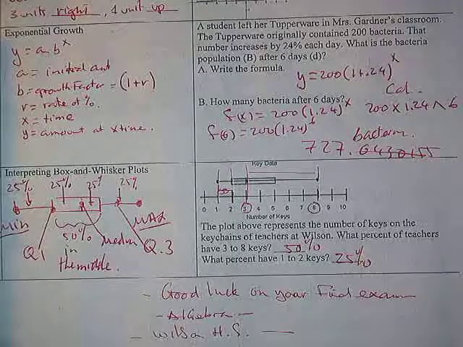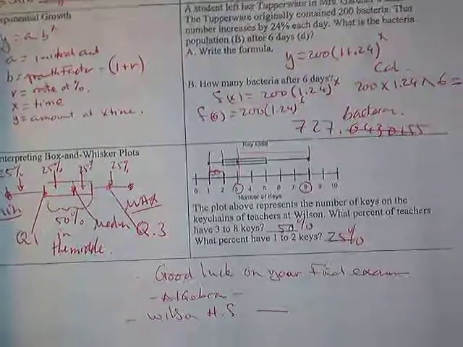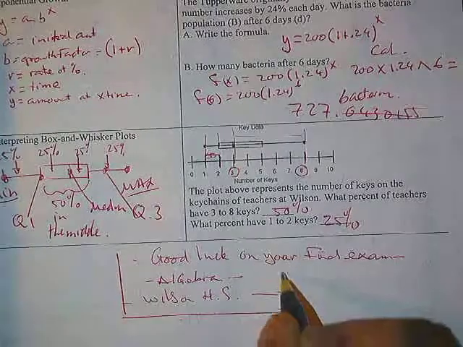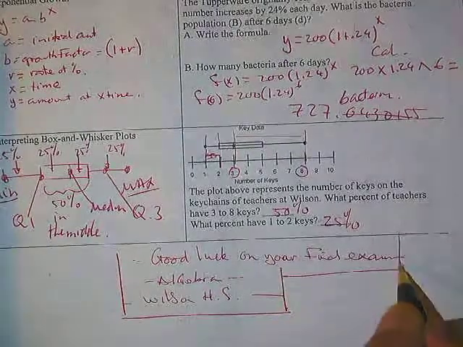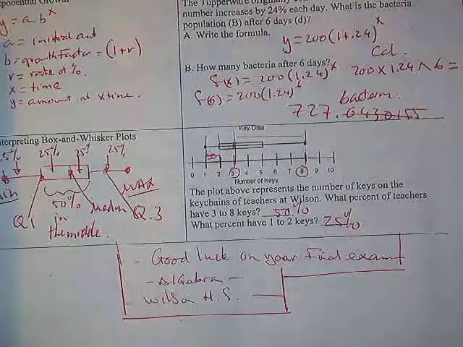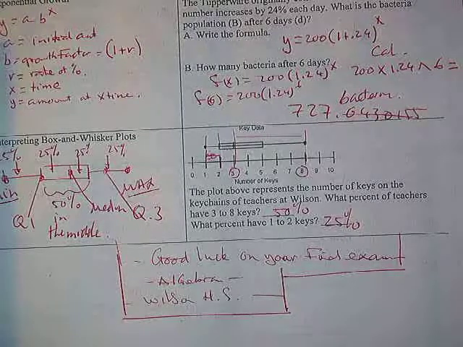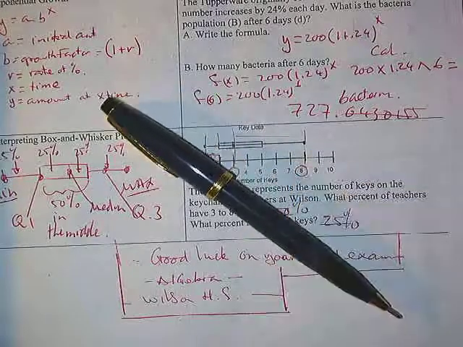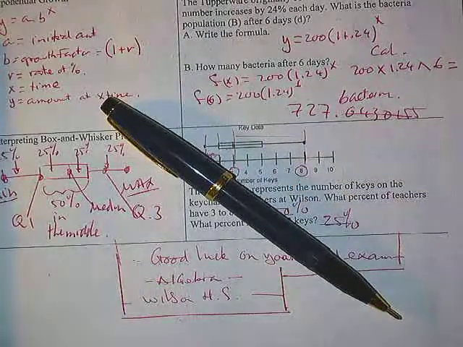And then what percentage of 1 to 2 keys? So here's 1, that's the minimum. Here's 2, so this one is the lower 25%. That means 25% of teachers at Wilson only carry 1 to 2 keys. So what does that say? Percentage 1 to 2 keys, that's 25%. These are the privileged people. They don't carry a lot of keys.